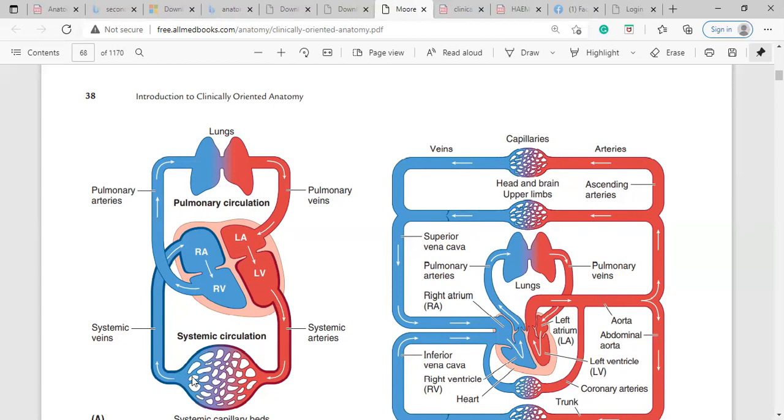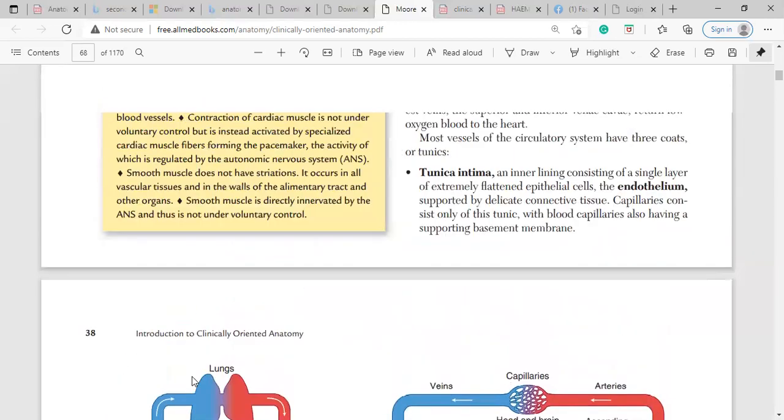Okay. Now, which of these two circuits is longer? The systemic. The systemic is longer because it has to travel to all other organs of your body. But for pulmonary circulation, the blood just leaves the heart to the lungs and back to the heart. But for systemic circulation, the blood leaves the heart and goes to all other organs before returning back to the heart. Good. That's good.